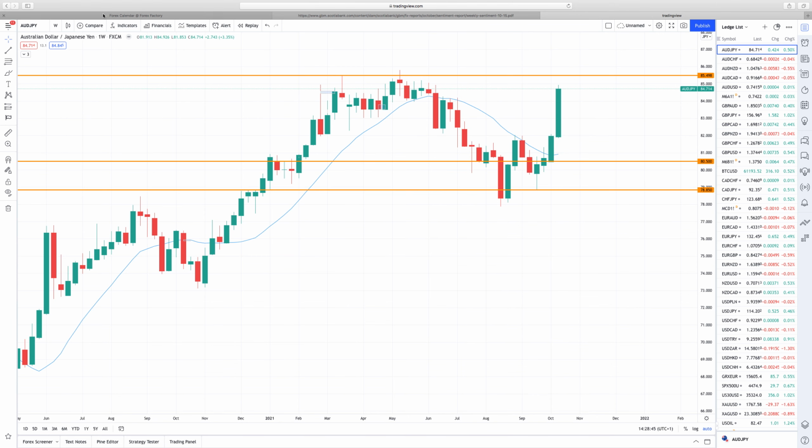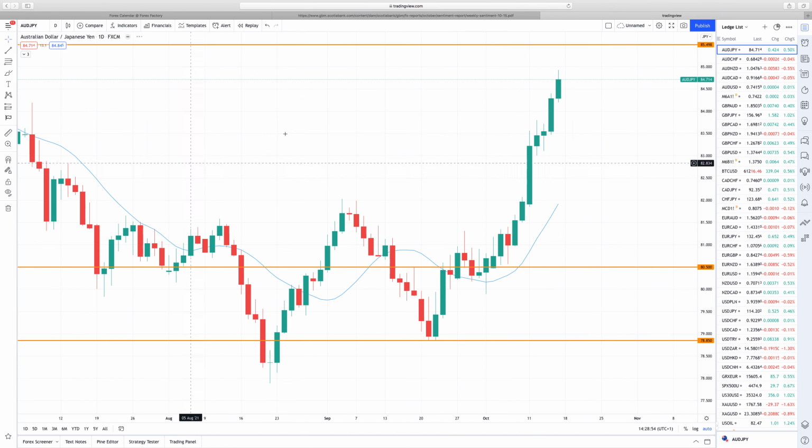Plus, we have that inflation expectation rising, hitting a significant level. I'm still thinking it's going to push higher. Therefore, I'm expecting AUDJPY to launch another attack of about 80 pips a bit higher.